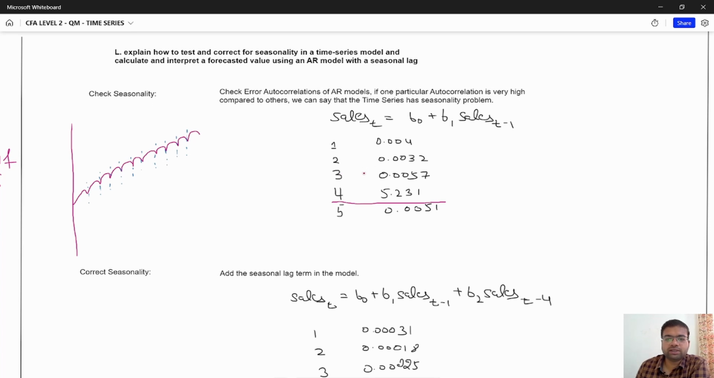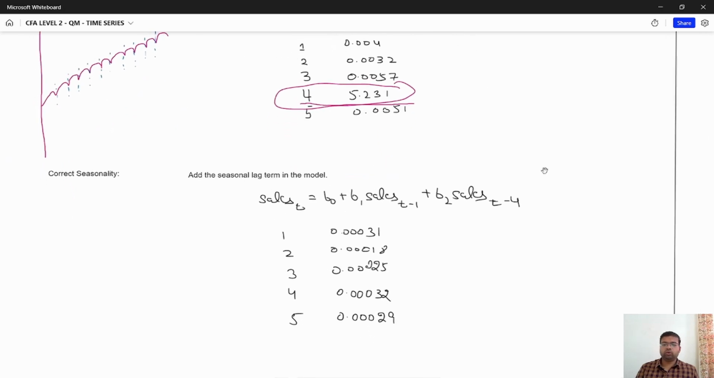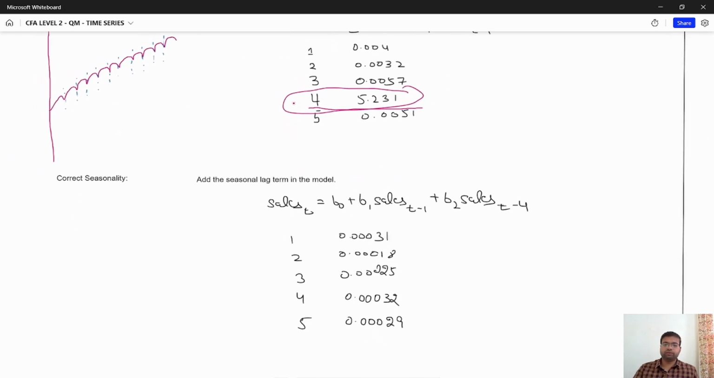So how to check the seasonality? Suppose this table gives us the error autocorrelations of the model. If you check, the fourth correlation is very high whereas others are very low. So we can say that the fourth correlation is significant, and there is a seasonal problem in this AR model. Now how to correct that seasonality problem? The autocorrelation that is very high with respect to others was the fourth lag autocorrelation. So we know that the seasonal lag is the fourth lag of the model.